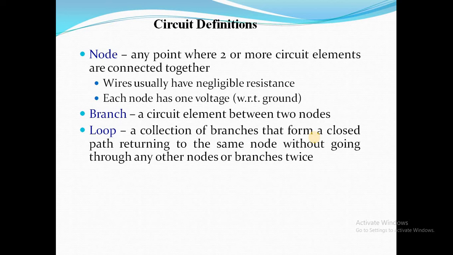Branch: a circuit element between two nodes is called a branch. What is a loop? A collection of branches that forms a closed path returning to the same node without going through any other node or branches twice. We will take an example for that.